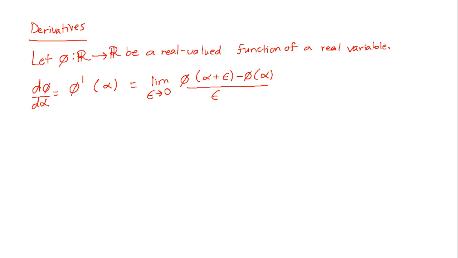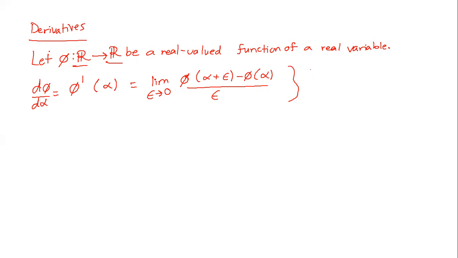Here they're using the alpha like x, but if you actually know the value of x, you would consider this to be the derivative at a point, a certain value of x. So the limit as epsilon goes to 0 of phi of alpha plus epsilon minus phi of alpha over epsilon. Note that this takes a real number to a real number, so this does not say anything about a vector. It's for real numbers to real numbers.